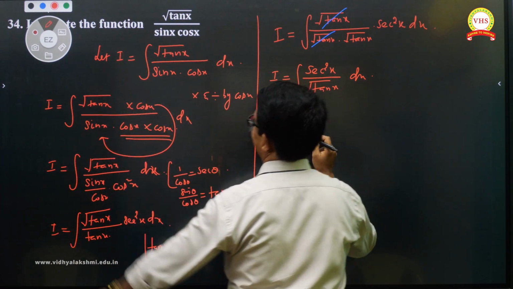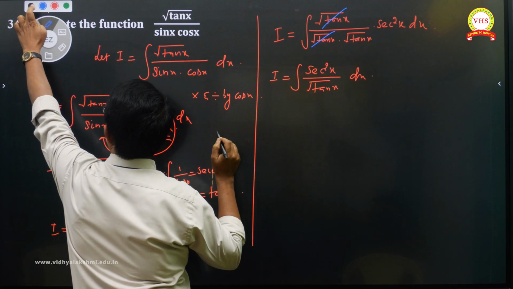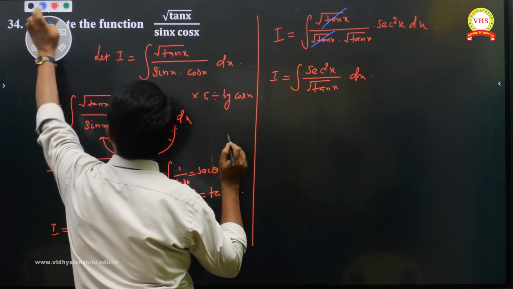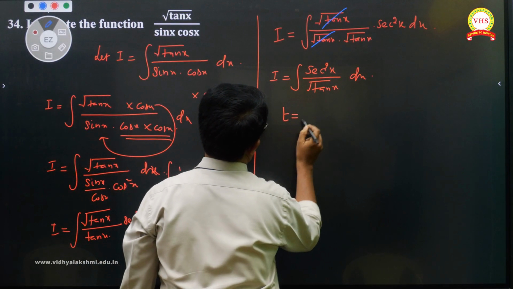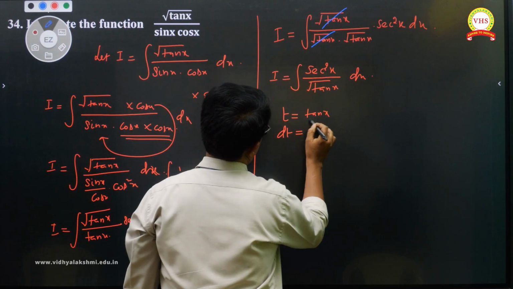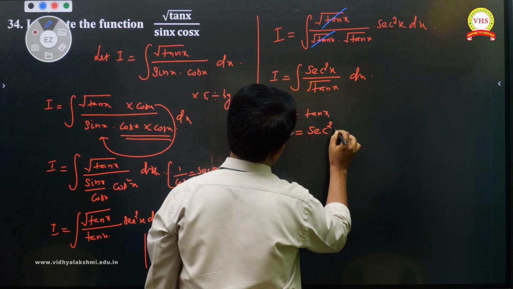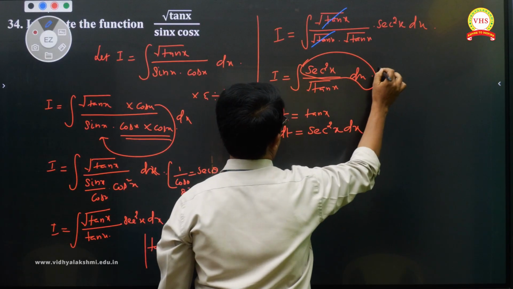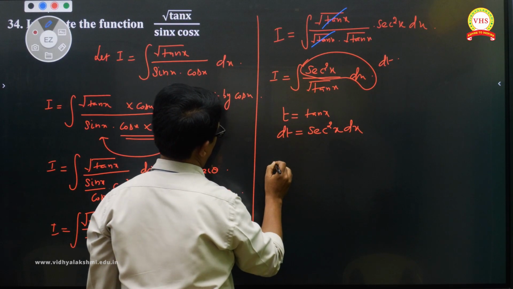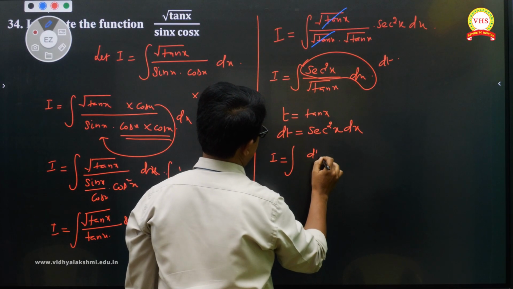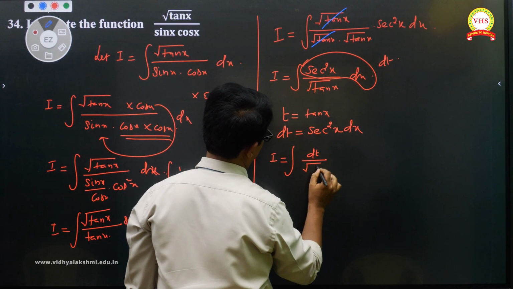Yes, you have to take t. What is t? Take t equal to tan x. Then dt equals what? Secant square x into dx. Yes, look at the numerator, it totally changes into dt. Now I equal to integral, that is what? dt divided by square root of t.